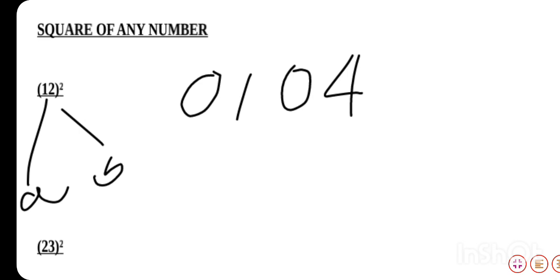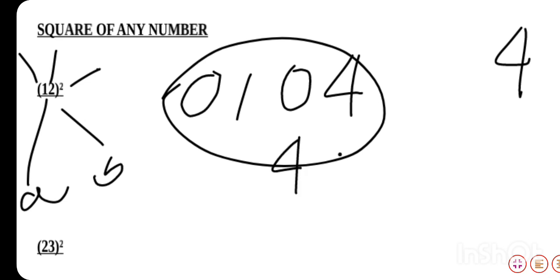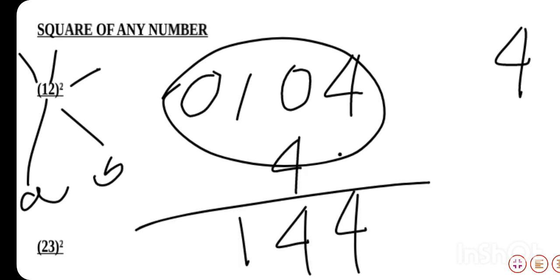and multiply the numbers 1, 2, and the number in the power, that is 2, which will be 1 into 2 into 2, that is 4. Now write 4 one place before the last digit, that is here. Now simply add them. We will get 144. That is the square of the number 12. Okay, next, let's proceed.